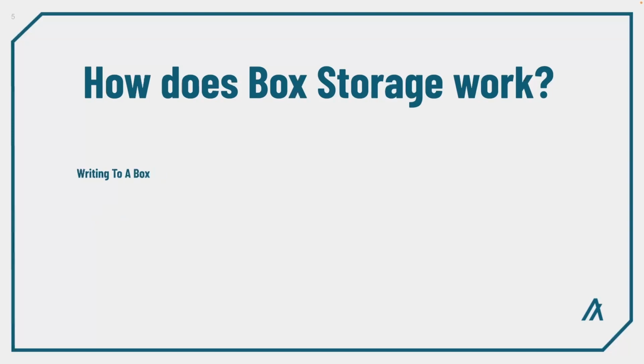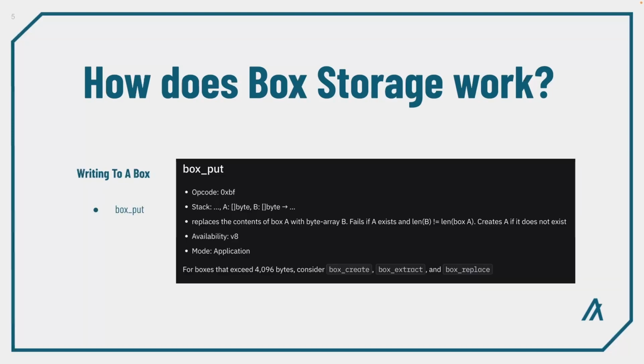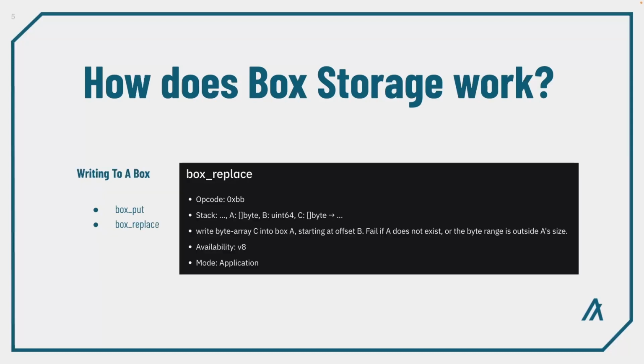There are 2 ways to write data to a box, depending on the type of data to be written. If the entire box is being written to, with data that's equal in length as the size of the box, then box_put can be used. Box_put can also be used to create a box if one with that name doesn't already exist. The other way is to use box_replace, which in addition to the name and the content, also requires the position within the box that the data is to be written to. For this reason, box_replace is required when writing beyond 4096 bytes, which is the maximum length for byte arrays on the stack of the AVM.